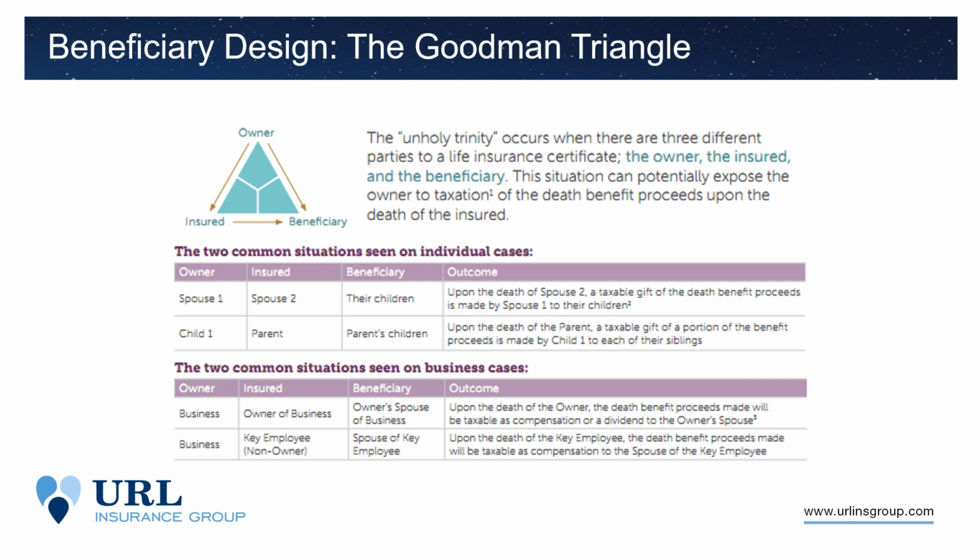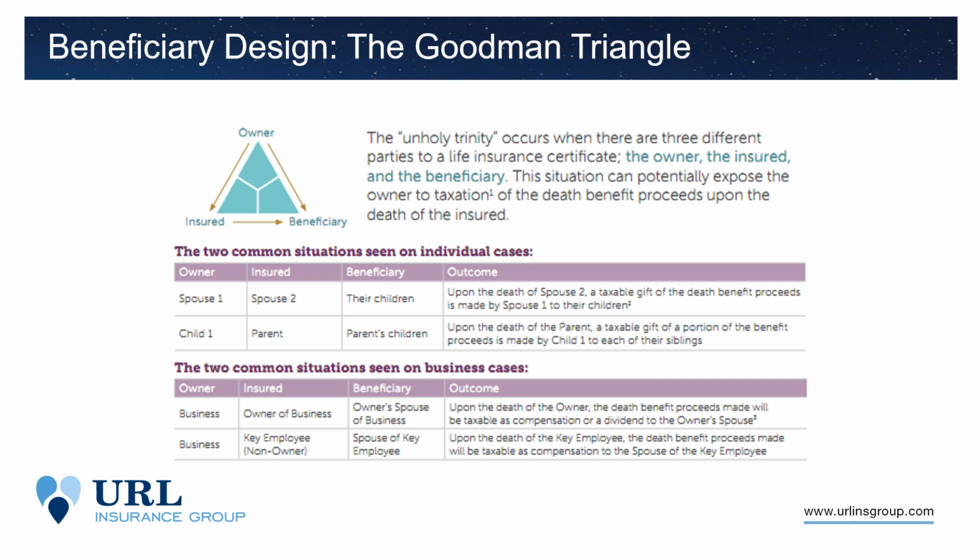Now, if spouse two, the wife, was also the owner of the policy, if she was the insured and owner, and the kids were the beneficiary, so that's only two parties in the policy, it's a tax-free distribution to the kids. So that is a common mistake people make in beneficiary design.